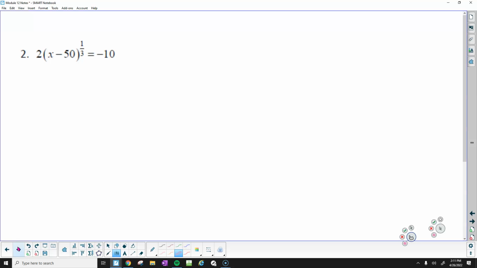All right, so fractional exponents, you have a fraction. What's the denominator? 3. You're going to raise both sides to 3. Not yet, though. Y'all see that, too? It is, so how do I get rid of it? By dividing it. We're going to divide both sides by 2. So this is going to be just x minus 50 to the 1/3. And then, y'all, that's a negative 5 over there.